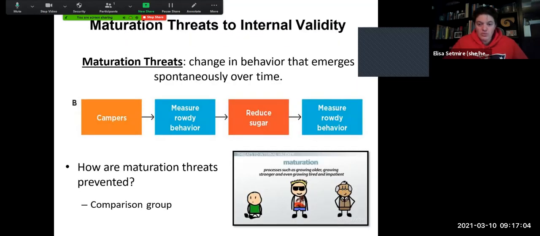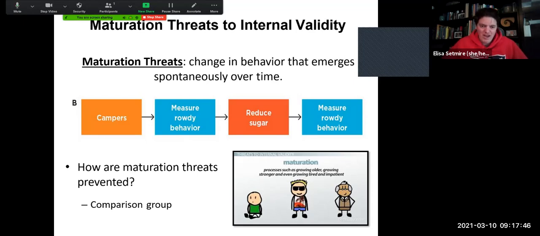So maturation threats are one thing that we commonly can see, right? And a maturation threat is when there's a change in behavior that emerges spontaneously over time. Now, you would see this quite a bit, especially in maybe something that was a long-lasting experiment or a long-lasting study, that people are likely to just kind of evolve or change or mature over time. Processes such as growing older, growing stronger, or even maybe growing tired and more impatient as the research progresses. And the easy way, and you'll see this constantly in this chapter, the easy way that we can prevent a maturation threat is to add a comparison group, right?